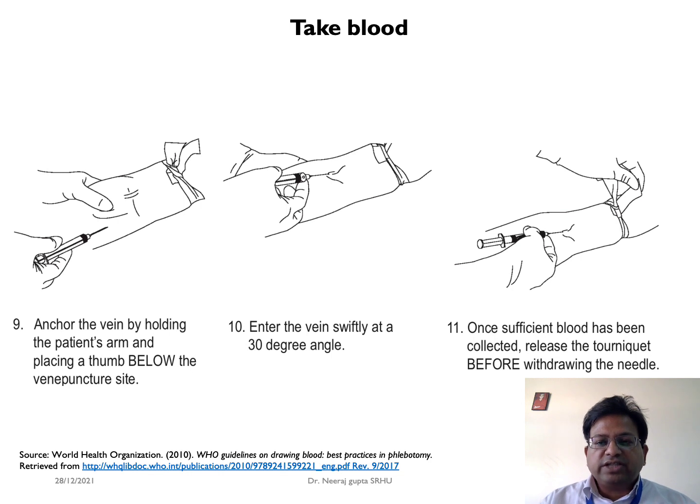Now withdraw the needle gently and apply gentle pressure to the site with a clean gauze or dry cotton wool ball. Now ask the patient to hold the gauze in place with the arm extended and raised. Do not ask the patient to bend the arm, because doing so can cause a hematoma.